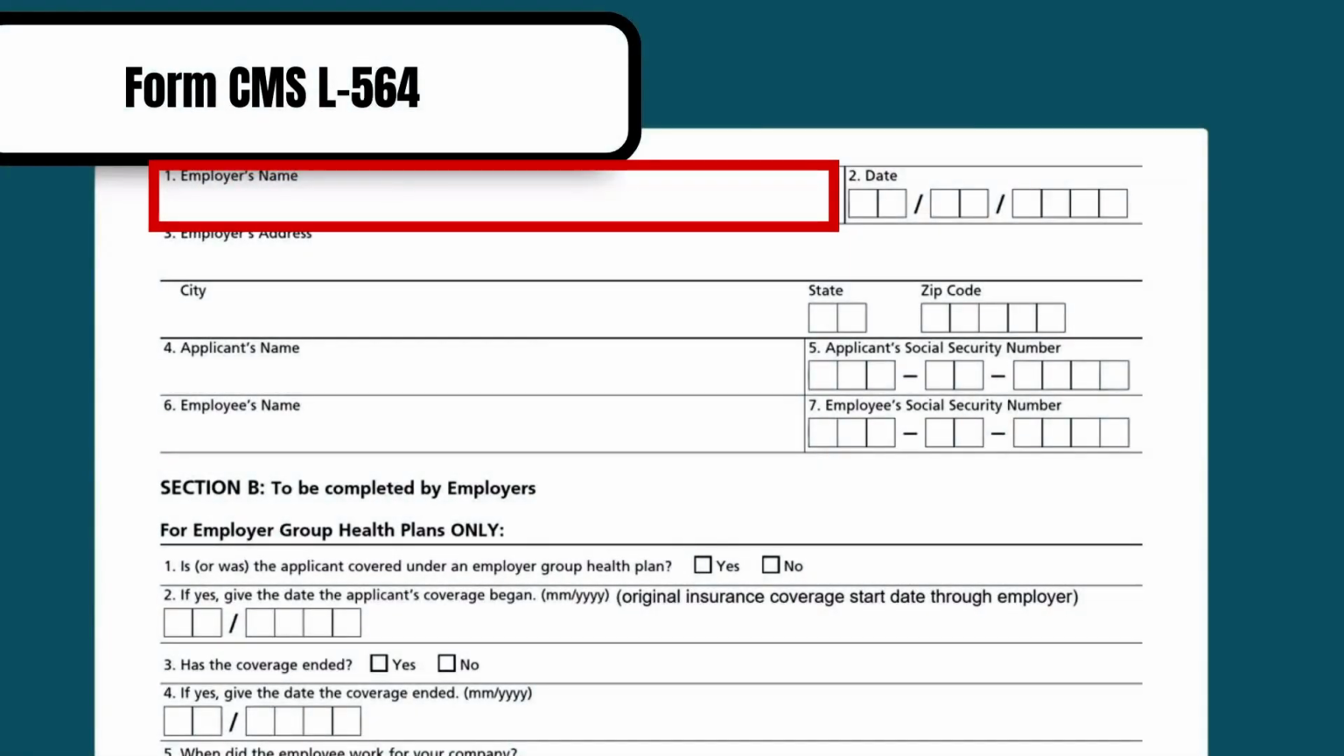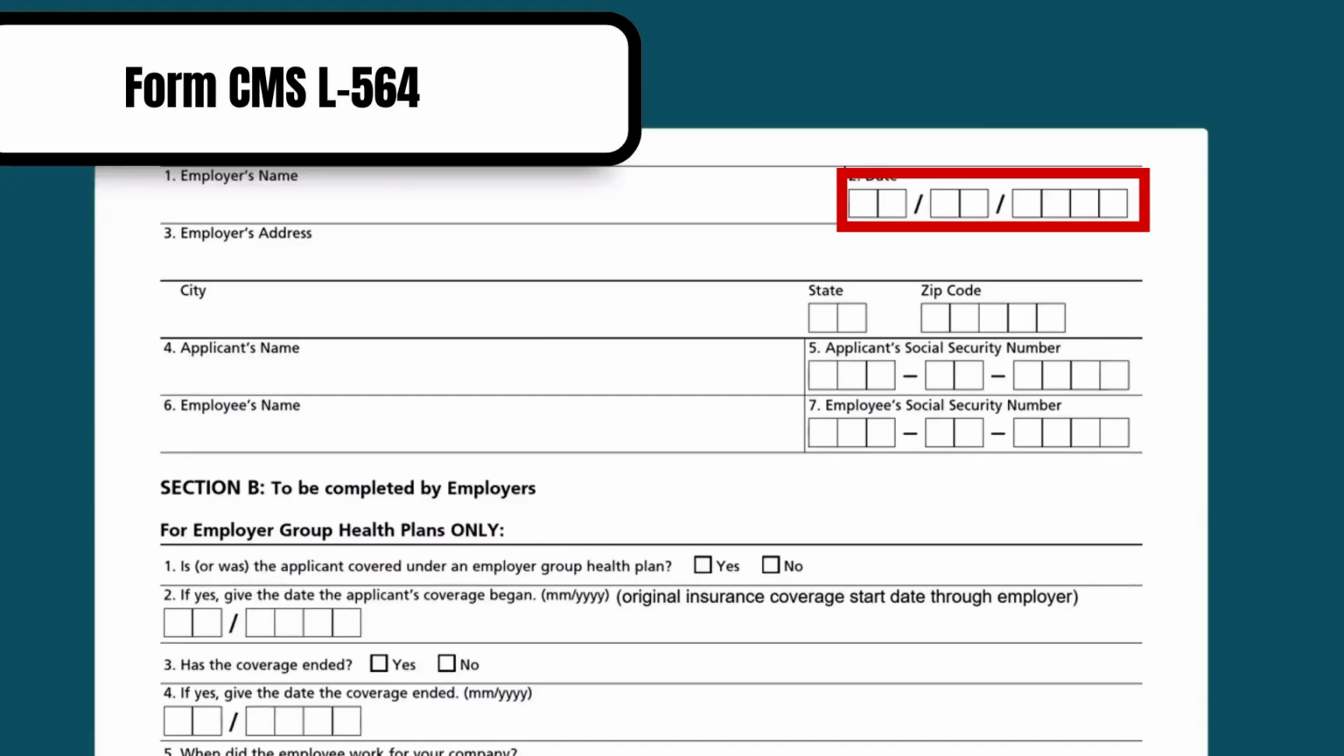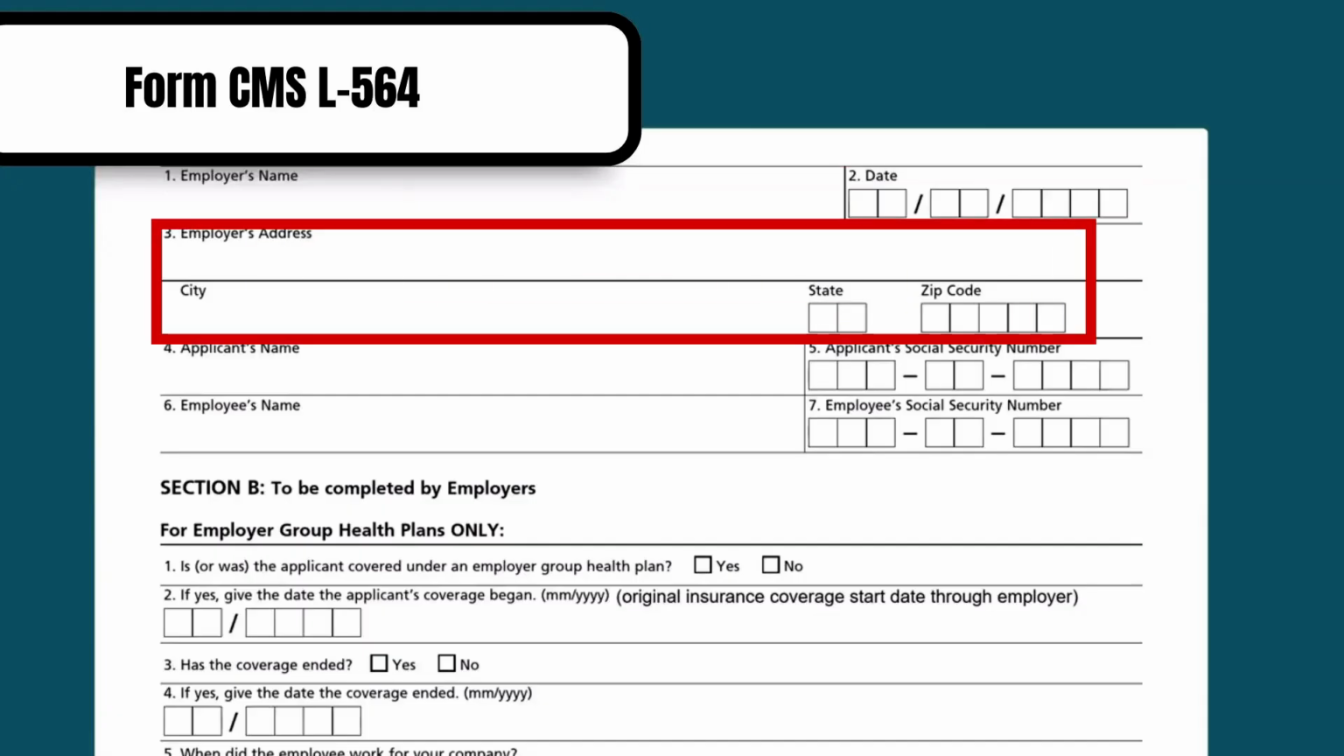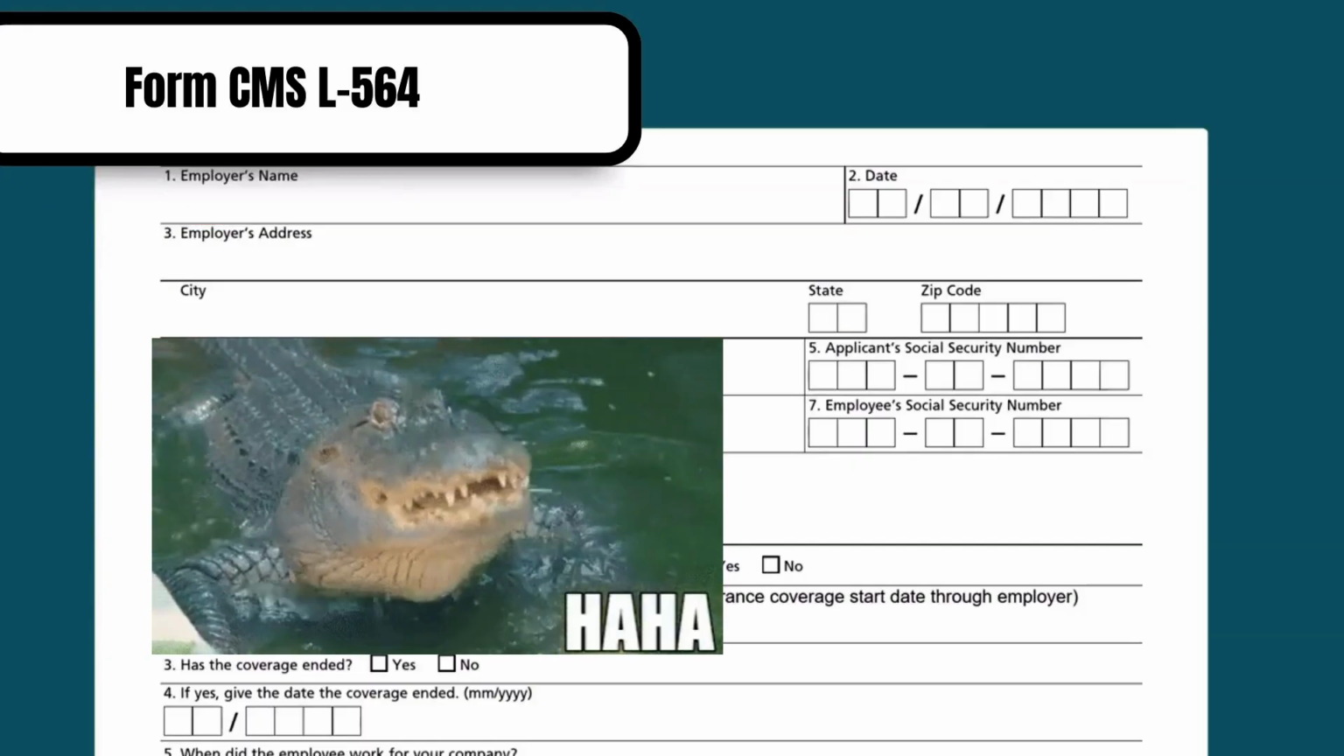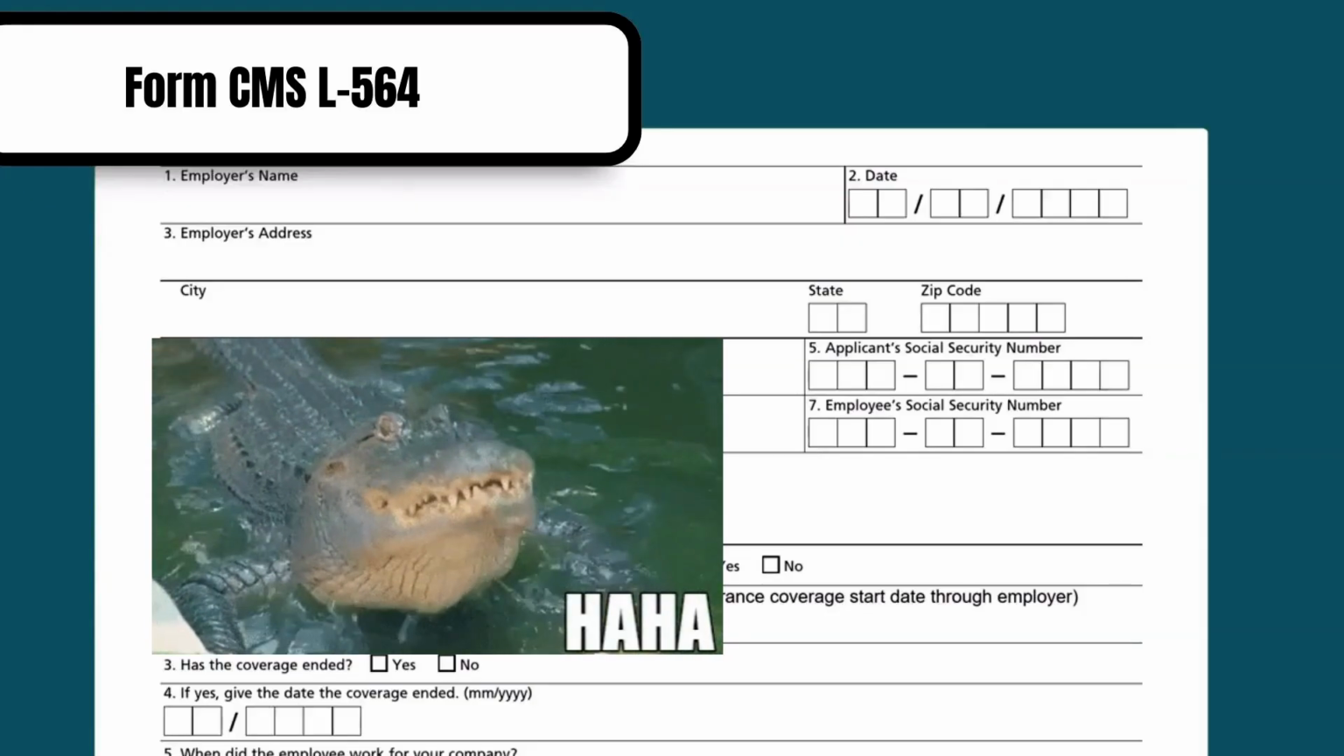Taking the form step by step. Number 1 is the name of the employer who is providing the group health coverage. Number 2 is the date that this application is being completed. Number 3 is the address of the employer providing the group health coverage. 4 through 7 is where it starts to get treacherous.